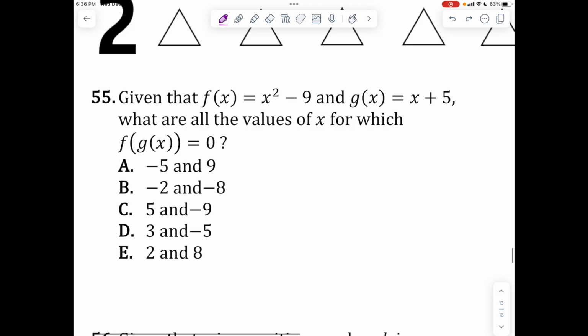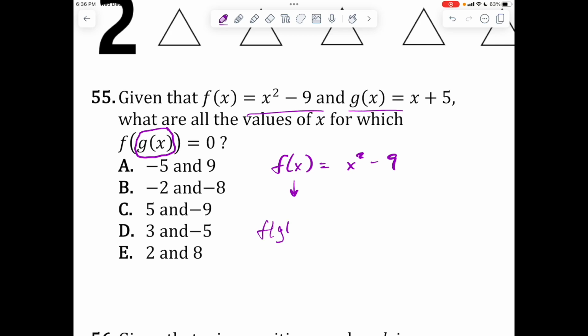Moving on. Given that f of x is this and g of x is this, what are all the values of x for which f of g of x is equal to 0? So how do we find f of g of x? What this is saying is you take f of x, which is equal to x squared minus 9, and instead of x, we substitute in g of x. So what do I do now? You substitute all your x's with g of x.